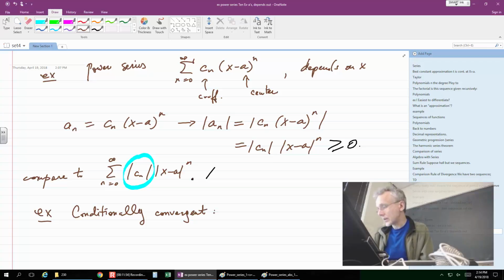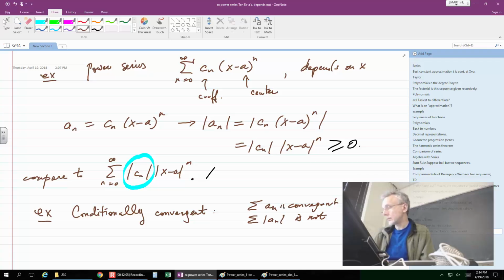All we're saying is that the sum of a_n converges. That's what we're looking for. The sum of the absolute values of a_n does not. So that's the example we're looking for, and it turns out there is a very simple example. The series we know is divergent is 1 over n. The harmonic series is divergent.